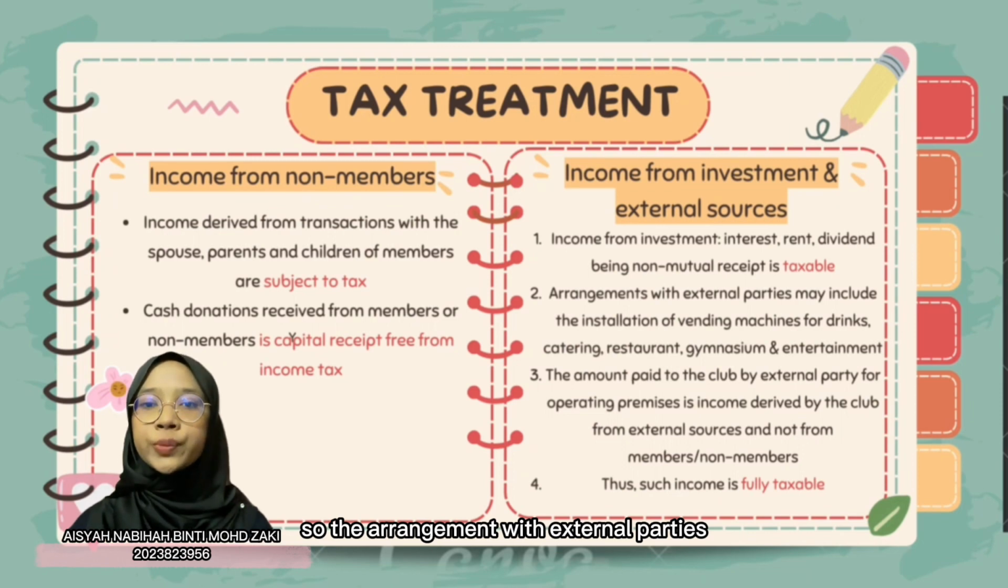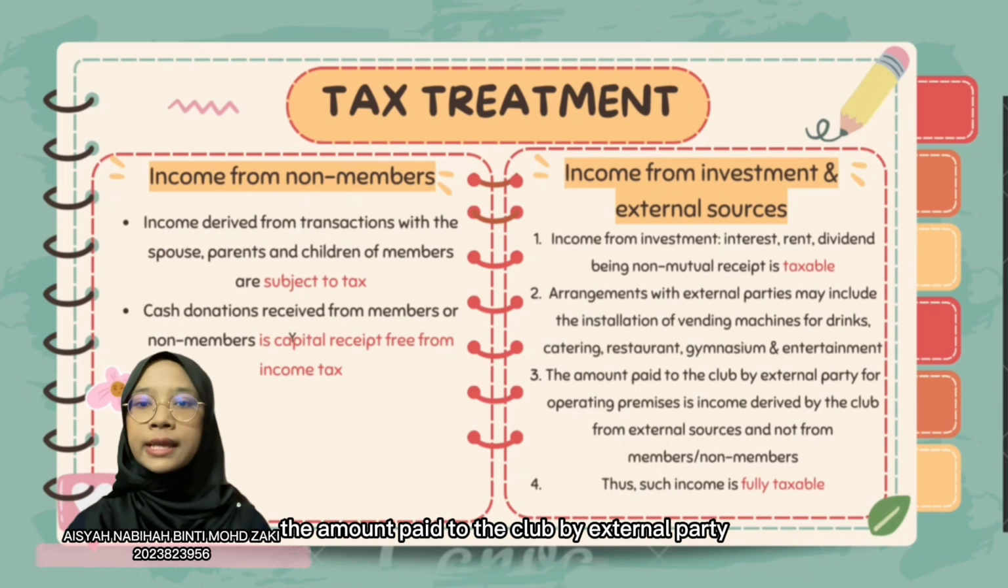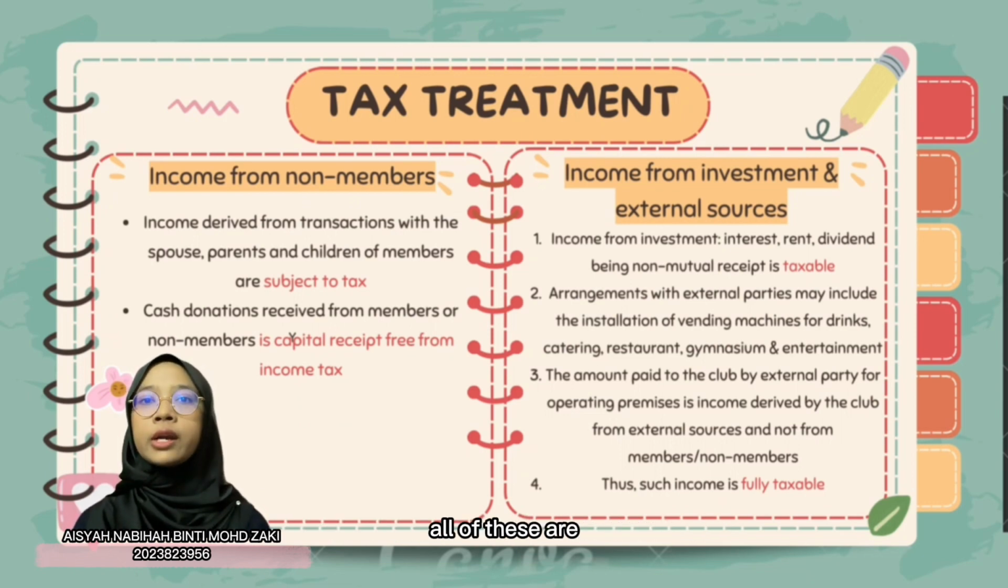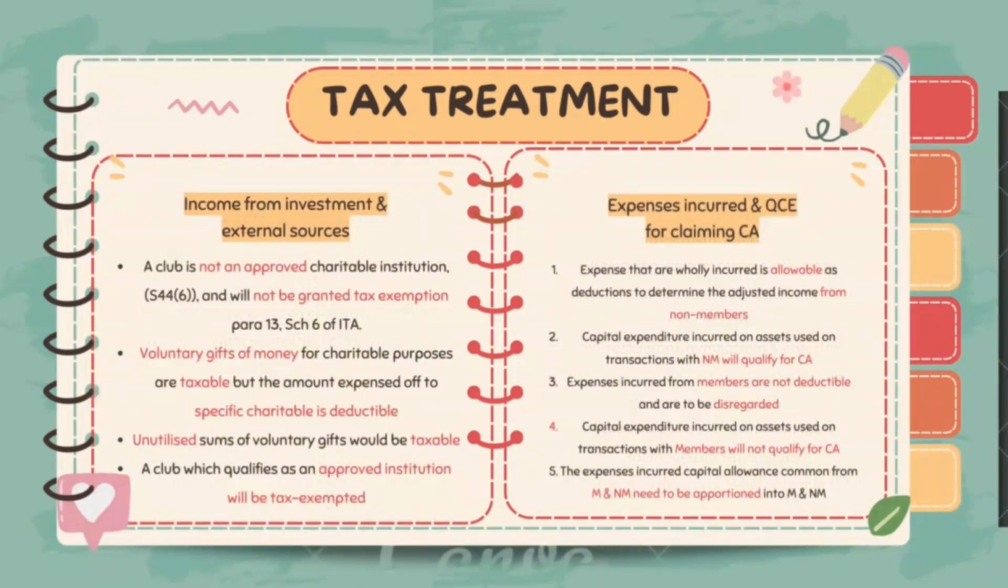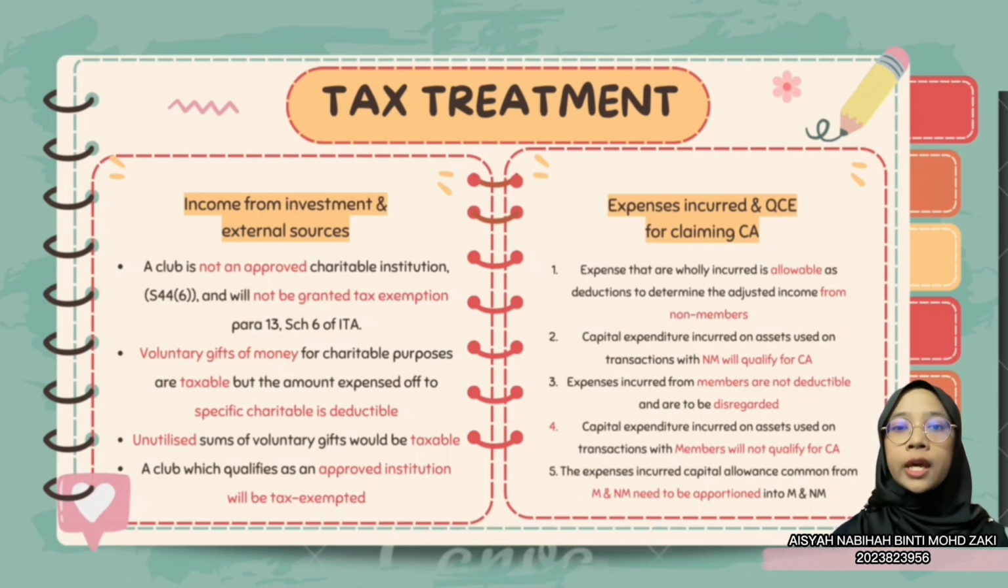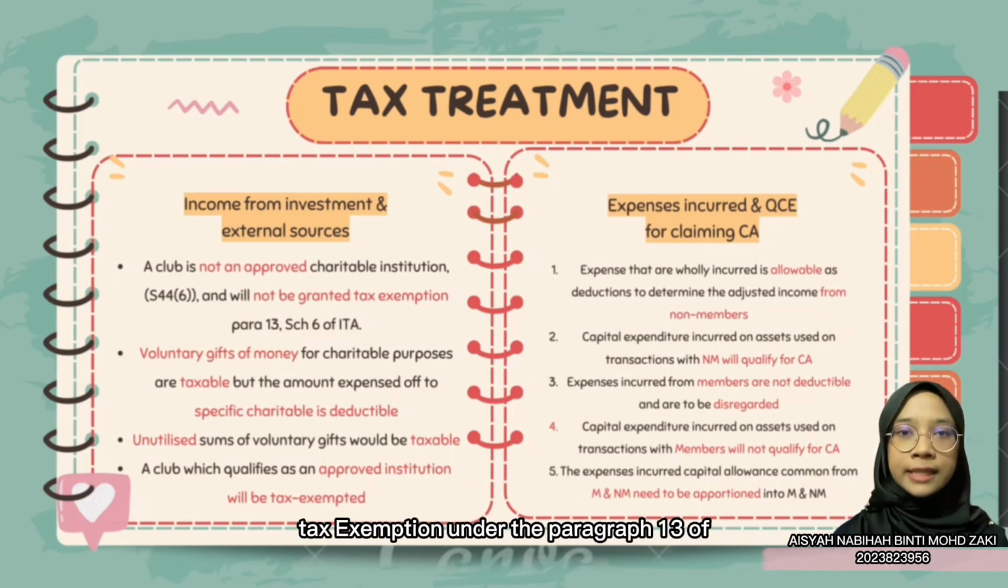So for arrangements with external parties, the amount paid to the club by the external party for operating premises, all of these are fully taxable. If a club is not an approved charitable institution, it will not be granted tax exemption under paragraph 13 of Schedule C of the ITA.